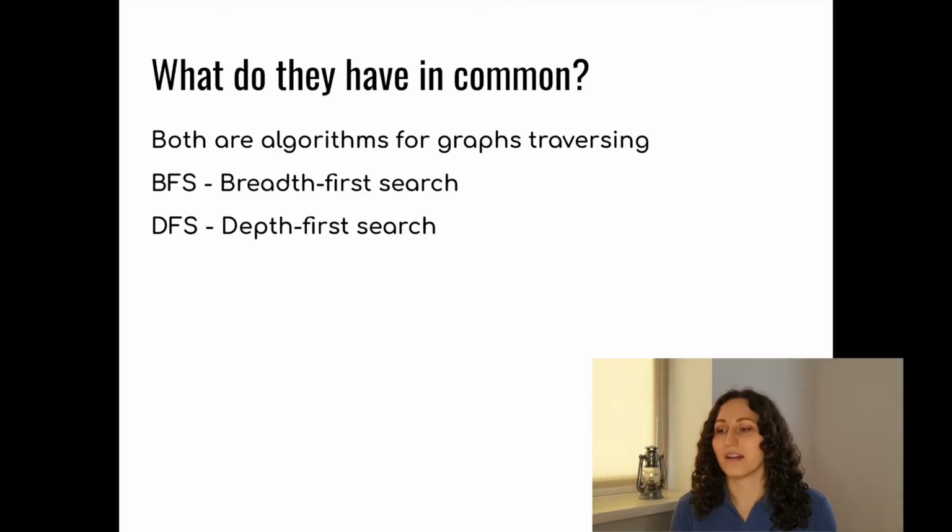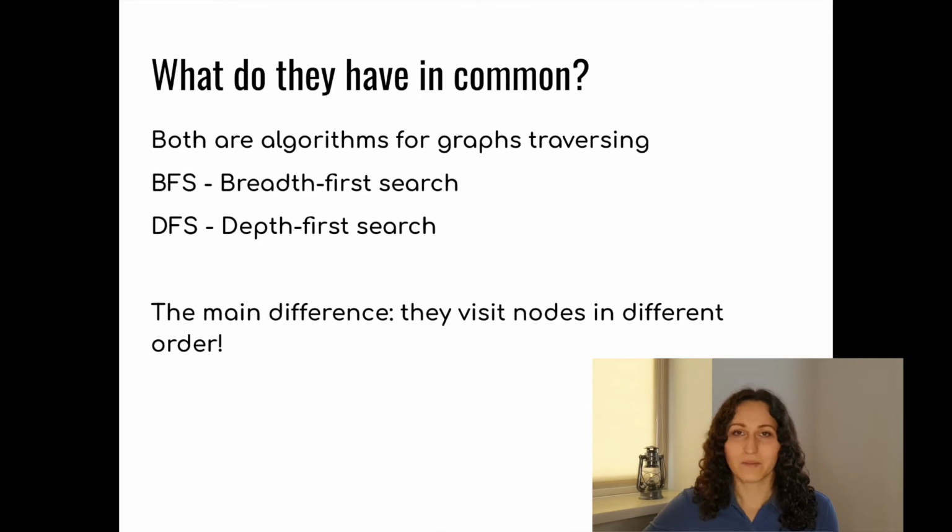Both of them are algorithms for graph traversing. BFS means breadth first search and DFS means depth first search. So both of them describe some order for visiting nodes in a graph. And the main difference between them is that they visit nodes in different order.